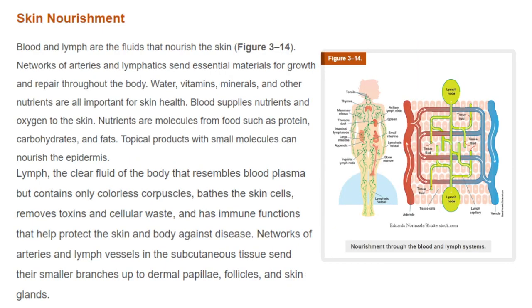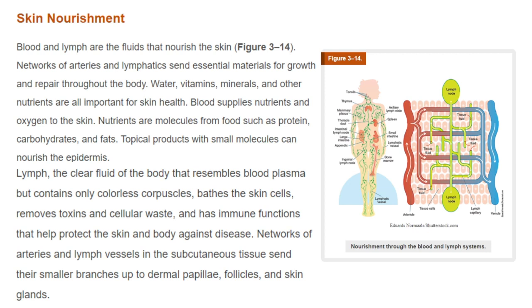Skin nourishment. Blood and lymph are the fluids that nourish the skin, Figure 3:14. Networks of arteries and lymphatics send essential materials for growth and repair throughout the body. Water, vitamins, minerals, and other nutrients are all important for skin health. Blood supplies nutrients and oxygen to the skin. Nutrients are molecules from foods such as protein, carbohydrates, and fats.